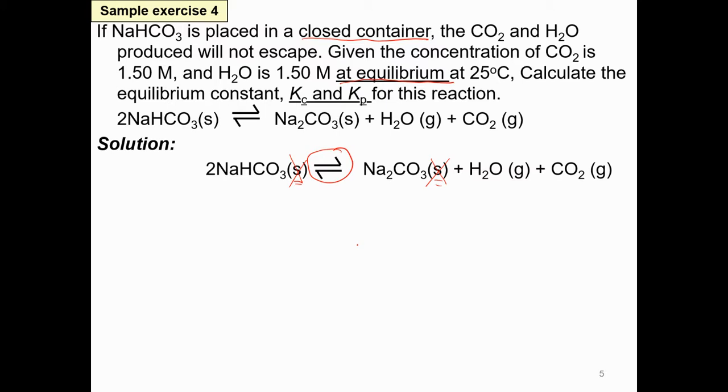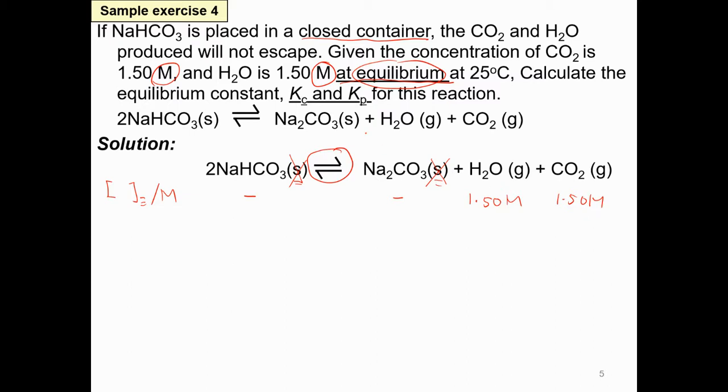Now we are asked to find Kc and Kp. So how do we begin? Okay, we begin by first writing down the information given. Information given is molarity, meaning concentration at equilibrium. So at equilibrium, for the solid there is no concentration because it is constant, and then the gas given is 1.5 molar. Carbon dioxide is also 1.5 molar.